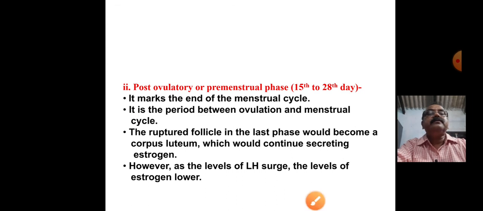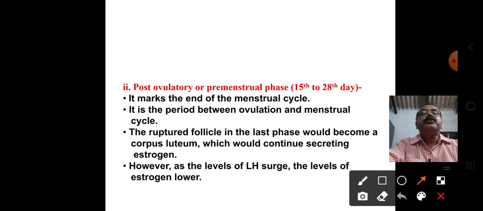The next phase is the post-ovulatory or premenstrual phase. It starts on the 15th day and continues up to the 28th day. It marks the end of the menstrual cycle. It is the period between ovulation and menstruation. In this phase, the ruptured follicle becomes a corpus luteum, which continues secreting estrogen. However, as the level of luteinizing hormone surges, the level of estrogen lowers.